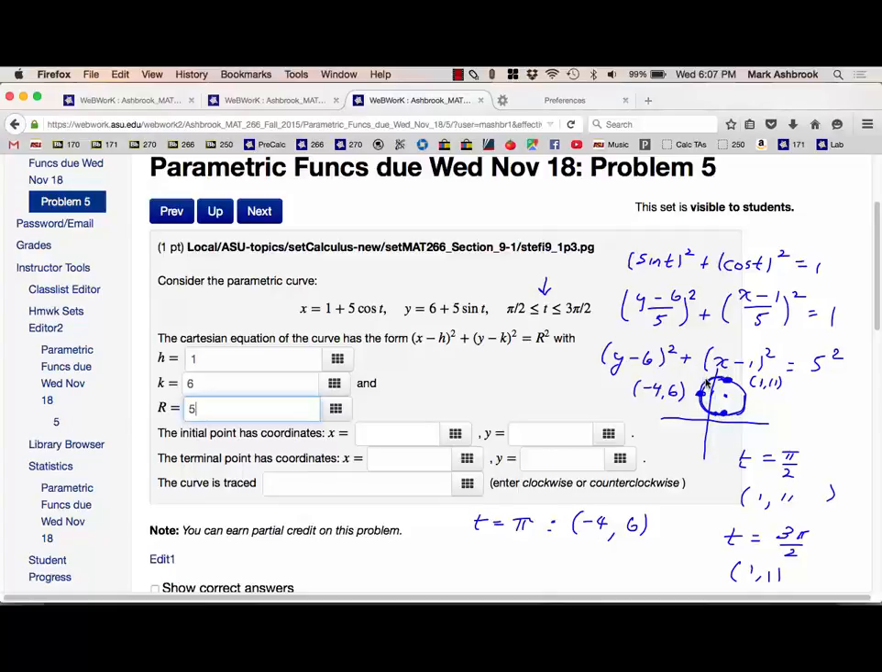So therefore, which way is the curve traced? Well, the curve is traced in the direction of increasing t.